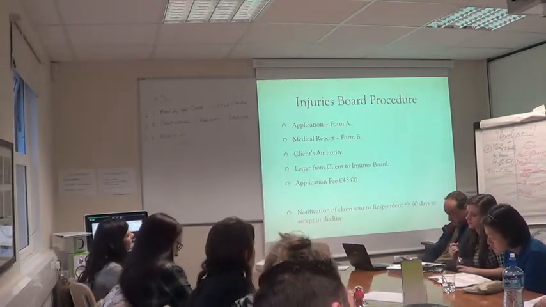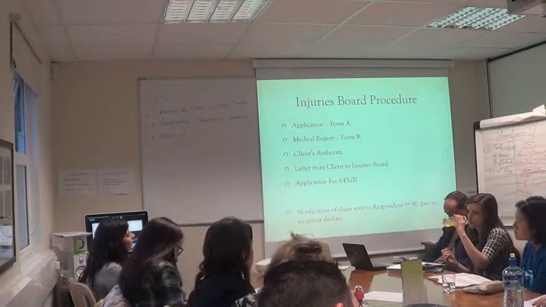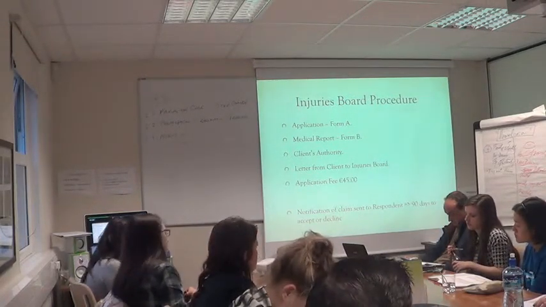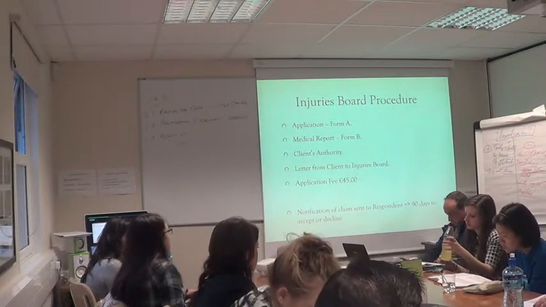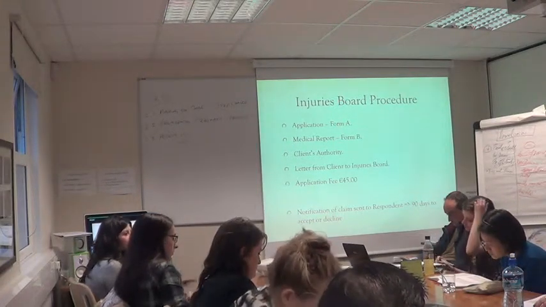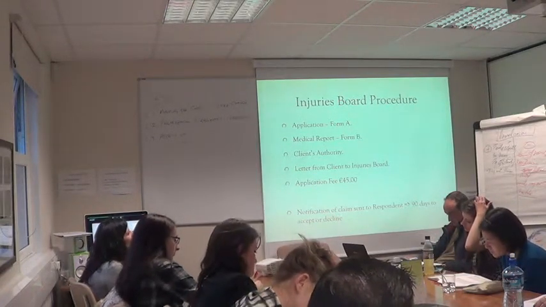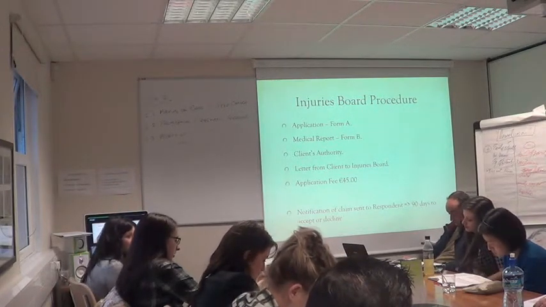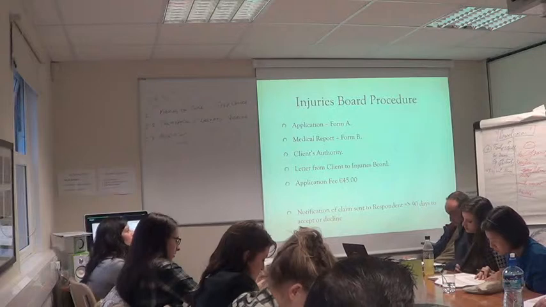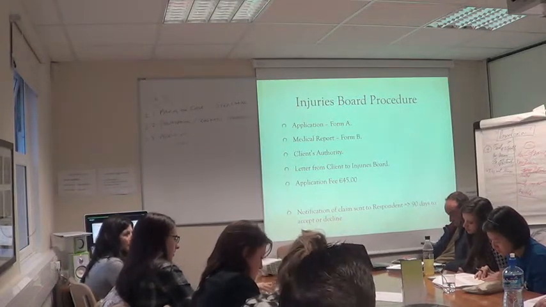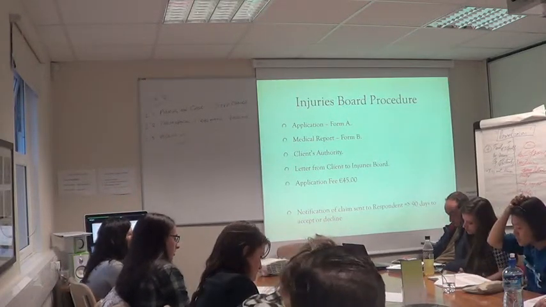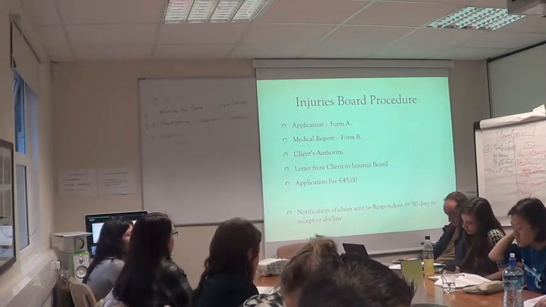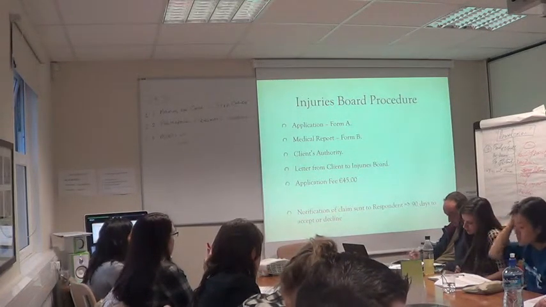Okay? So this is very procedural. If you go onto the Injuries Board website, which is www.injuries.ie, you will see the various steps that are necessary. First of all, there's an application form, which is Form A. You just fill out the details. It's advisable that a solicitor would help fill this out on behalf of the client, with the details of the accident and anything that's relevant to the claim.